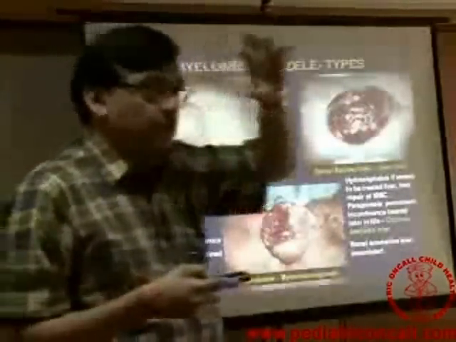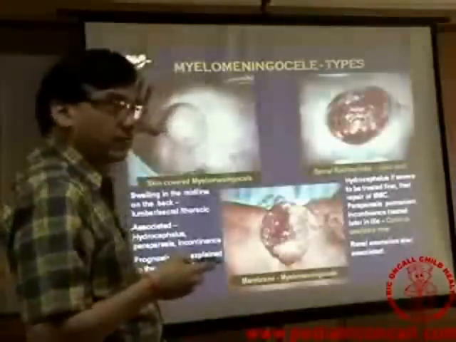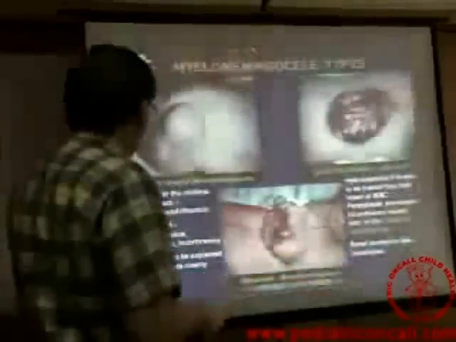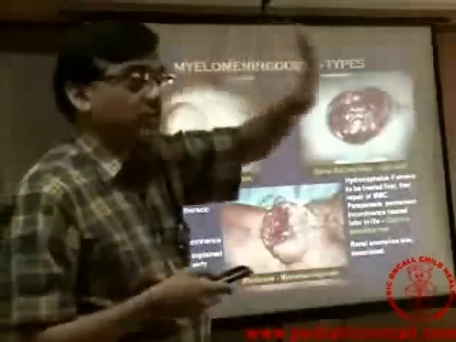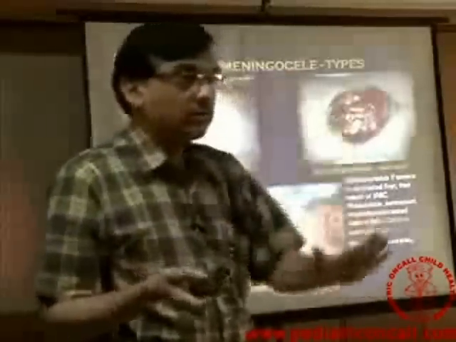Now these are the types of meningomyelocele. The one on the upper left is a skin covered good meningomyelocele. The one below is partial skin covered, partial membranous. And this is the spinal rachis where there is no covering. What you see right down in the center is an opened up spinal cord, no covering.